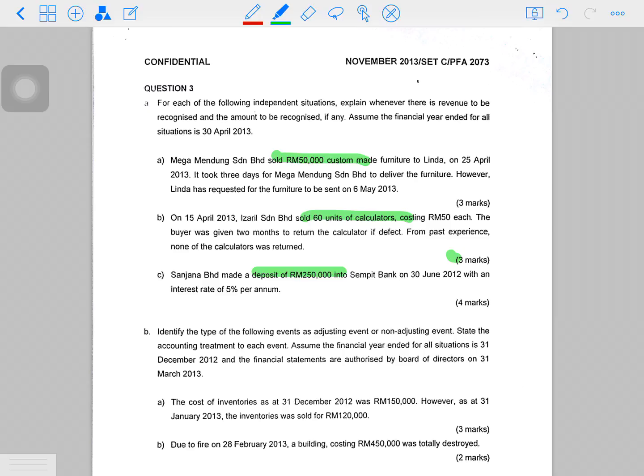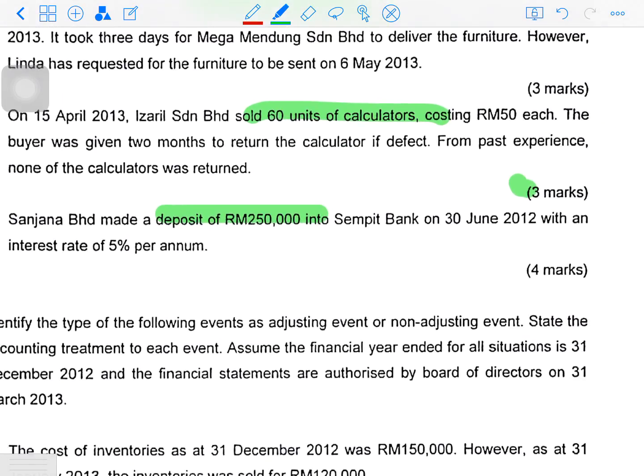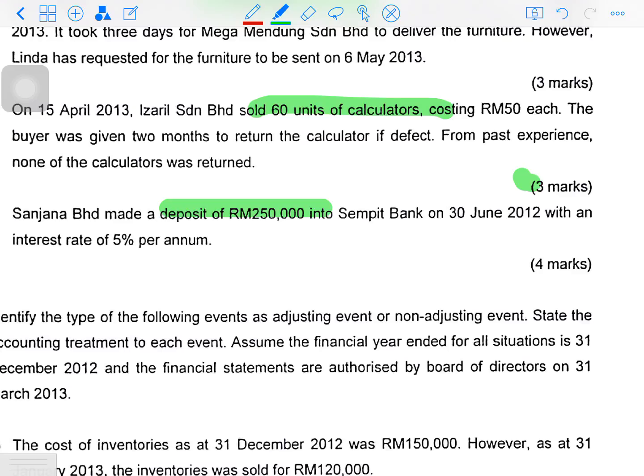Now, second C, third one. Sanjana Berhad made a deposit to Sempit Bank. So this is a deposit. Deposit maknanya income dia dalam bentuk interest, kan? Interest should be based on time basis. Okay. Sanjana Berhad deposit 250,000 into Sempit Bank on 30th June 2012 with an interest rate of 5% per annum. So on time basis maknanya how much?